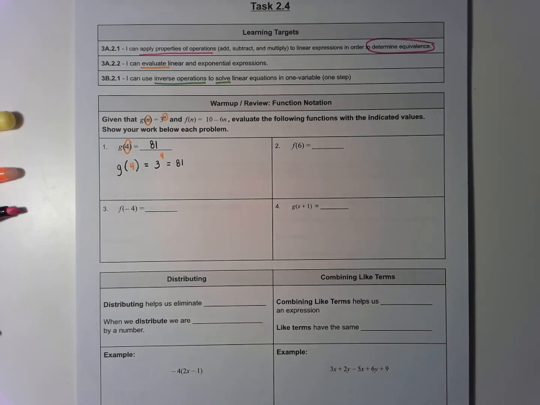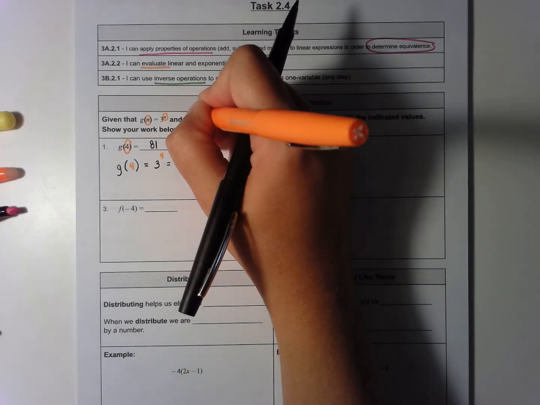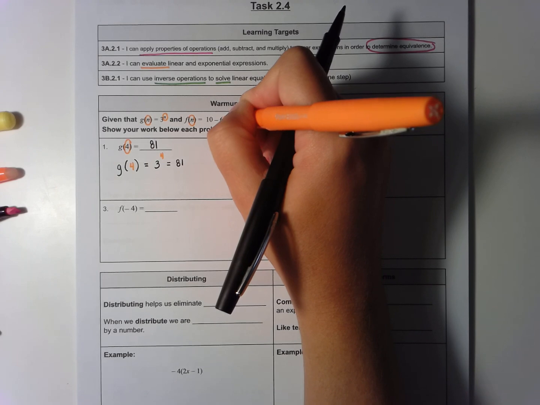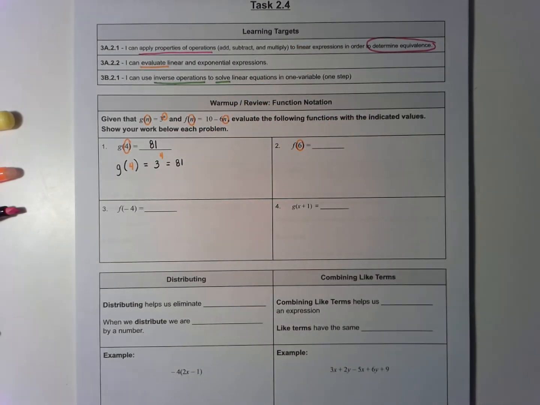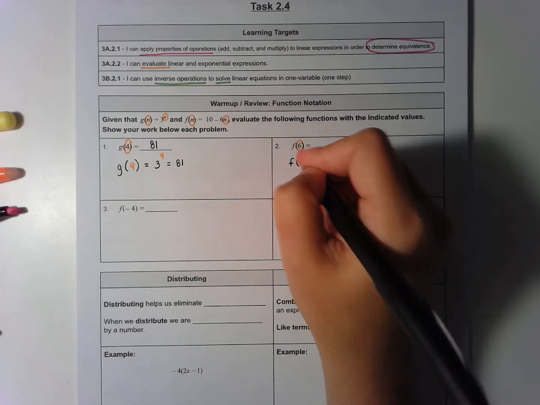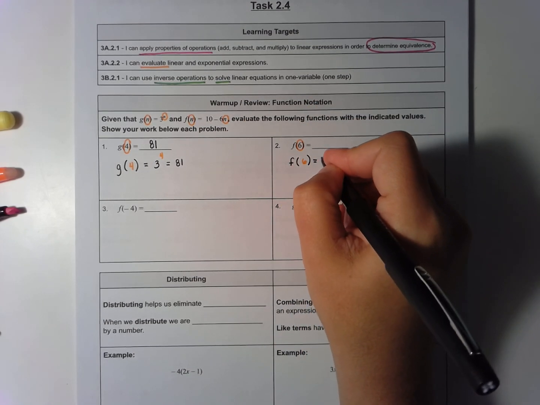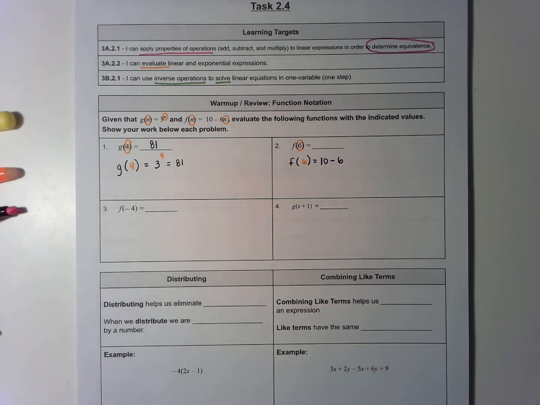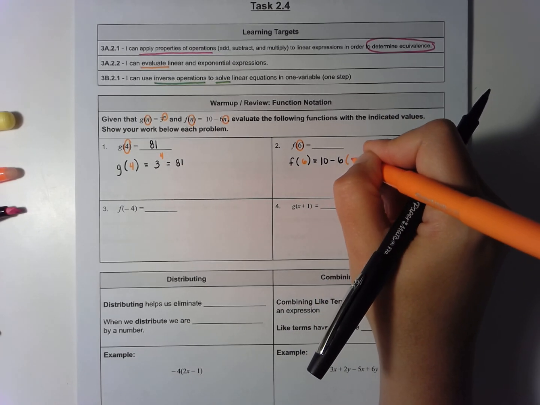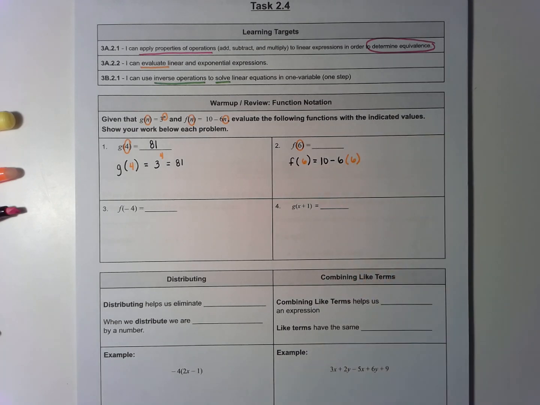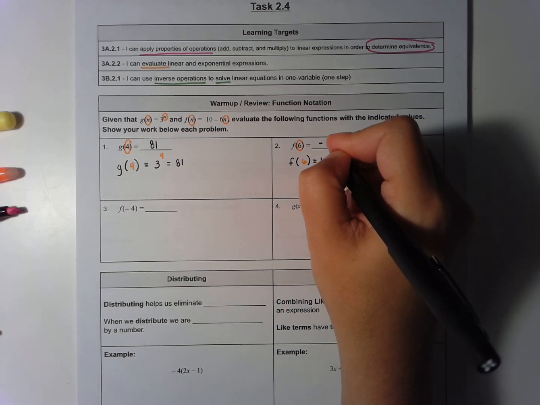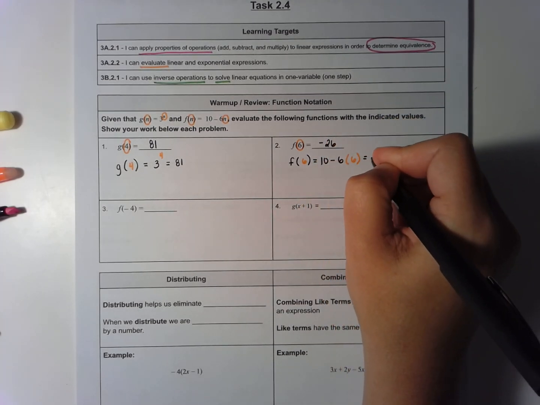To find f of 6, I would do something very similar, but just with the f of x function. So I would find all of the n's, and I would replace them with 6's, which means my function would be f of 6 is equal to 10 minus 6 parentheses, and I'm going to replace the n with a 6. Now, again, I'm going to type that into my calculator. So 10 minus 6 times 6 would be negative 26 as my final answer.